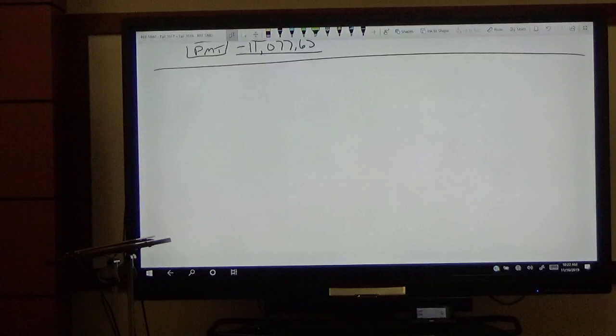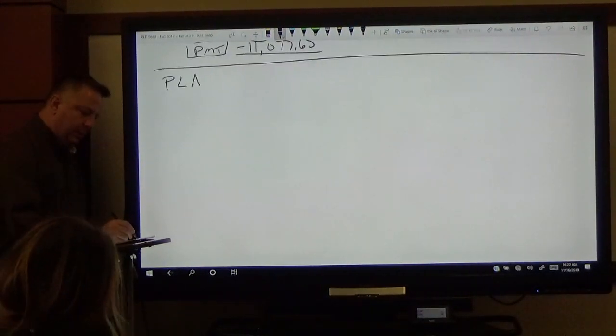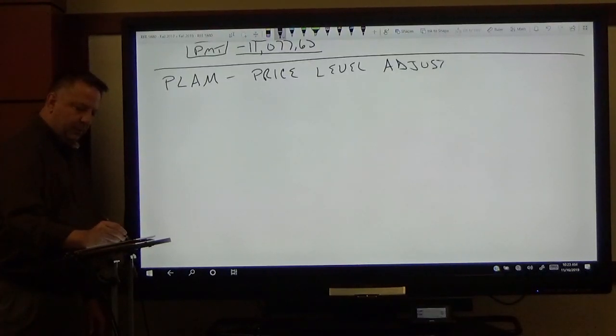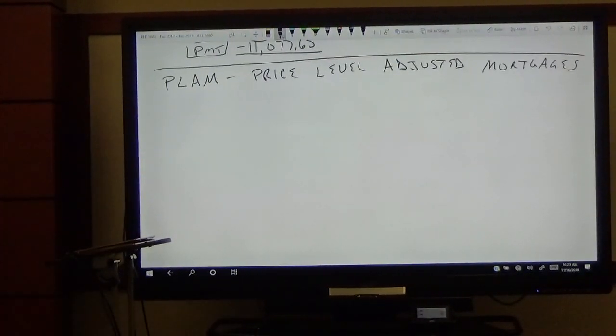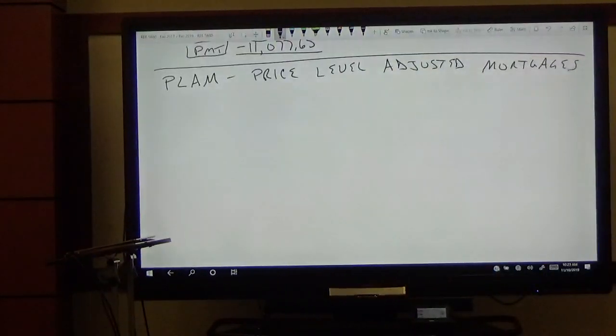Okay, if you thought that was wacky, this one's wacky. Great entry. This one's not as difficult, but it's wacky, okay? All right, price level adjusted mortgages. These are fairly rare now, but they still exist. You can still do them.